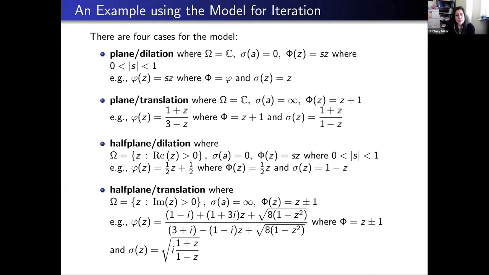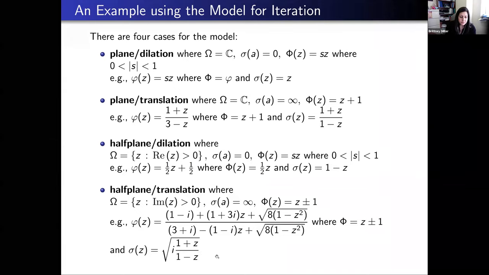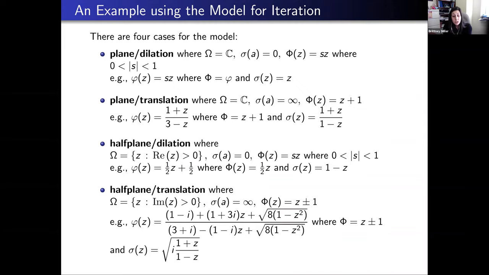And then we have some other examples here that I'm not gonna go through every one, but I will point out that in the half plane translation case, I find this one particularly interesting just because of how we can come up with such a function. It really has to do with taking compositions of more elementary functions and then coming up with this phi of z. So if we take, I'll just call this function psi of z, what's under this square root in what I've called sigma, just that part under the root maps the disk to the upper half plane.